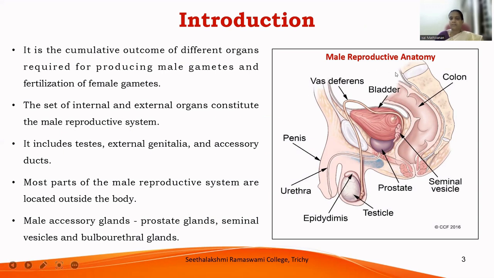This picture explains the male reproductive anatomy. The internal organs are the vas deferens, urinary bladder, prostate gland, seminal vesicles, and bulbourethral gland. And the external organs consist of the penis, epididymis, scrotum, and testis or testicles.